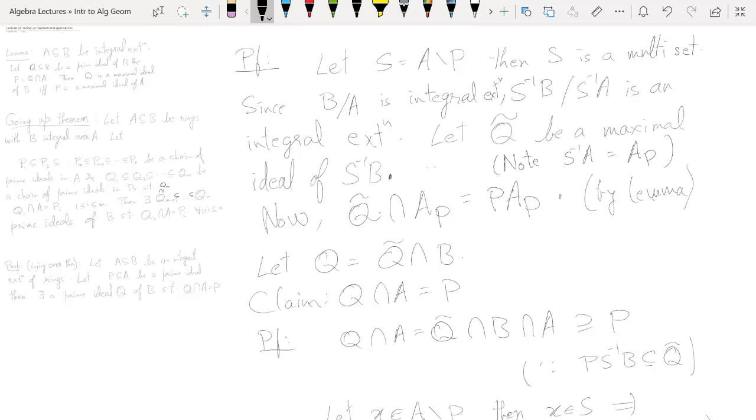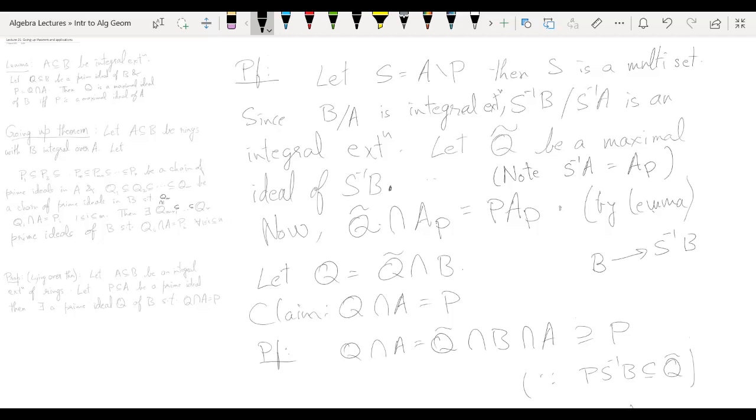I suppose you must have seen in your Algebra-3 course that this is a local ring with maximal ideal PAP. So by the lemma, Q tilde intersection A localized at P is PAP, because it has to be a maximal ideal of AP, and there is only one maximal ideal of A localized at P. So now we have the candidate. Remember, S inverse B is something bigger. You have the natural localization map from B to S inverse B.